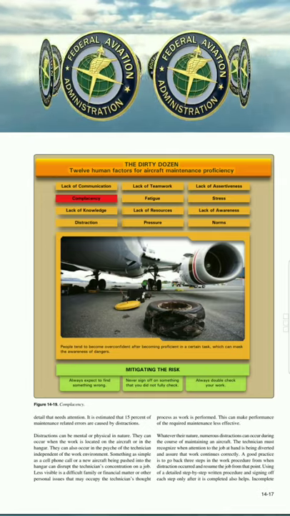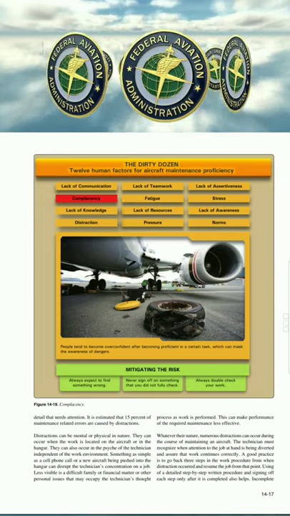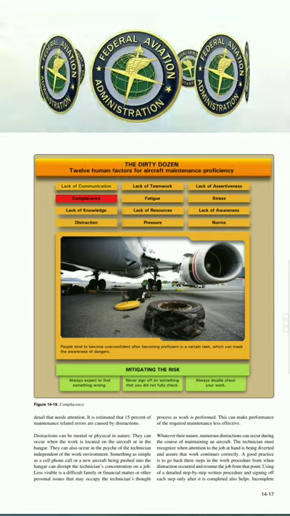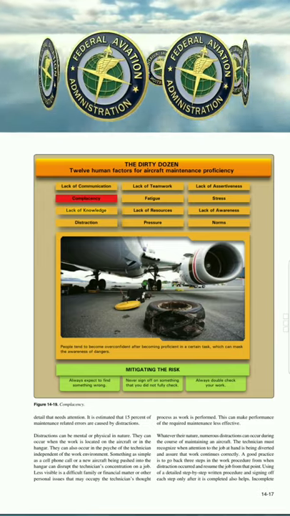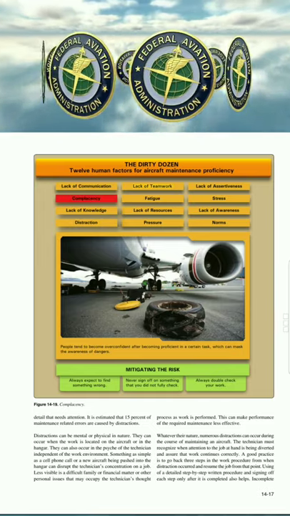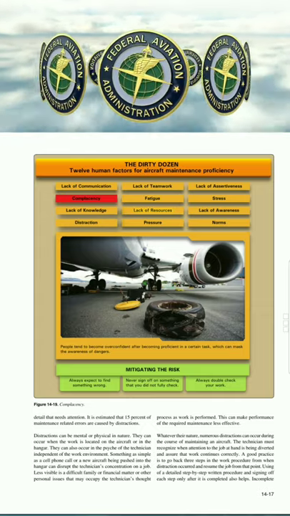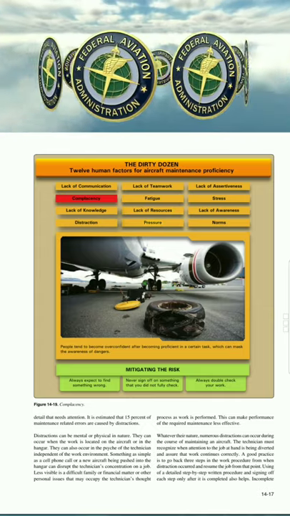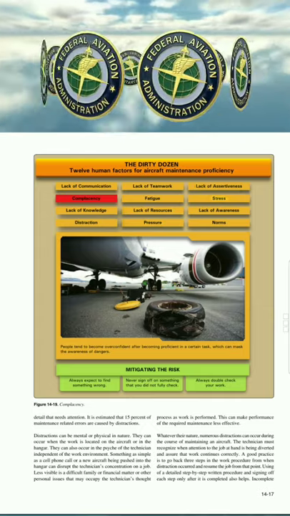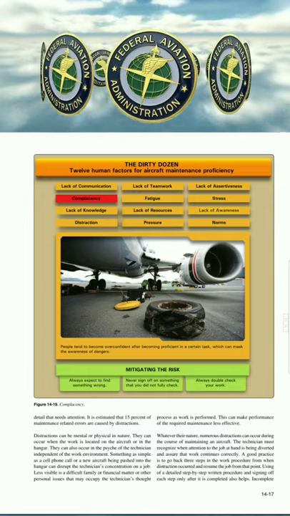Figure 14-16. The Dirty Dozen: 12 human factors for aircraft maintenance proficiency. Lack of communication. Complacency. Lack of knowledge. Distraction. Lack of teamwork. Fatigue. Lack of resources. Pressure. Lack of assertiveness. Stress. Lack of awareness. Norms.